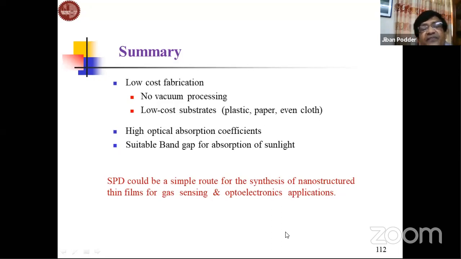First of all, we use this low-cost technique, the spray pyrolysis technique. This is completely a non-vacuum system. We don't need any vacuum. We can use glass substrates, plastic, paper, or even cloth as a substrate. This gives a high optical absorption coefficient and suitable bandgap. We can tune the bandgap by changing the surface morphology and properties and by reducing the particle size.